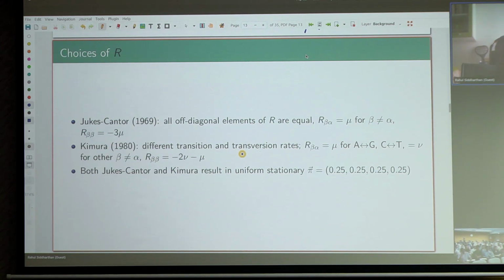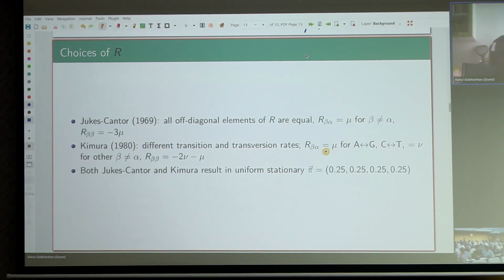In practice, you see something like 5 to 10 times higher rate for transitions compared to transversions. So Kimura slightly generalized this model to have different transition and transversion rates, mu for transitions and nu for transversions, and the off diagonal is this. But in both of these models the matrices are symmetric, and for any symmetric matrix, you can show that the stationary pi is equal 0.25 each, which is not representative even of a real genome with neutral sites.